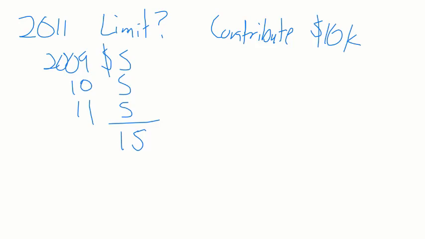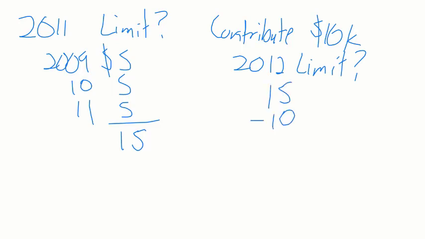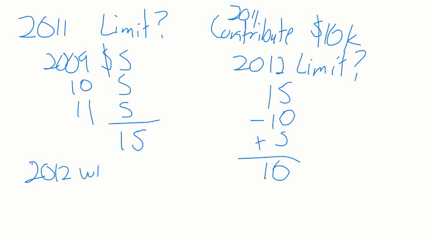So what is your 2012 limit? Your limit last year was 15, you contributed 10, and in 2012 I accumulate 5 more. So I believe that's $10,000. So now let's say that in 2012 I withdraw $5,000.